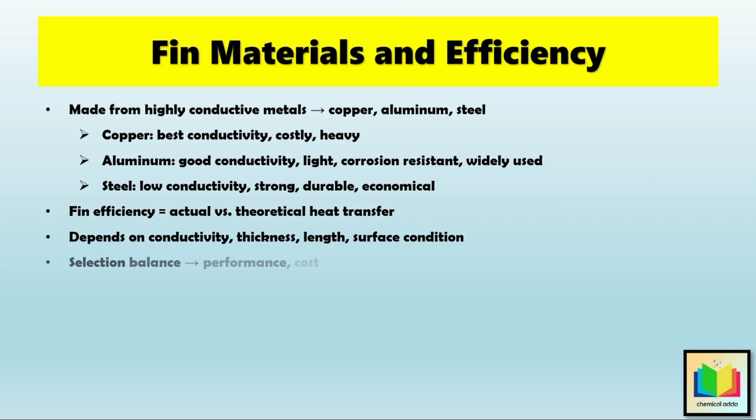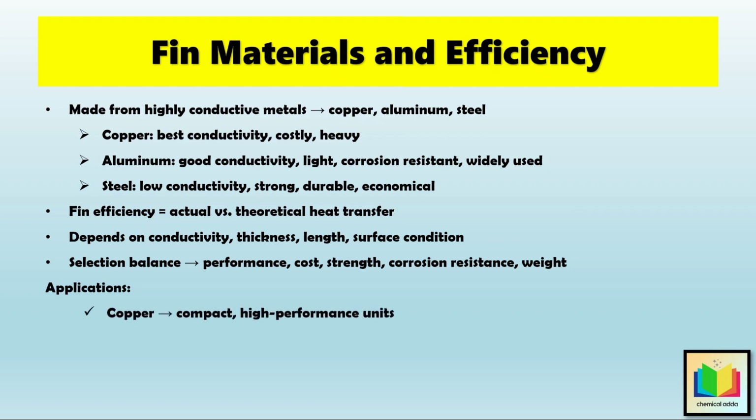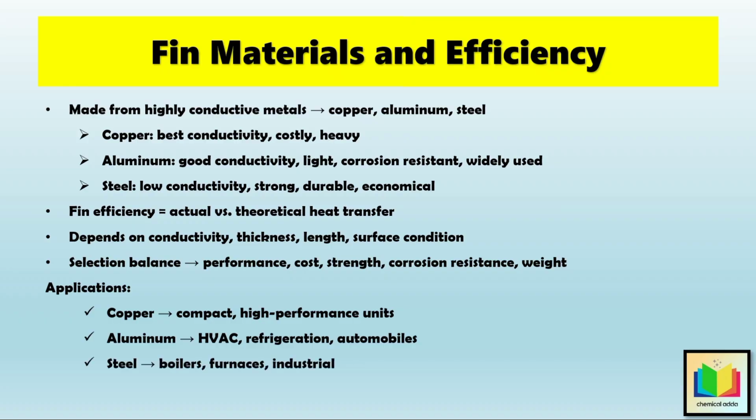Therefore, the selection of fin material is always a balance between performance, cost, mechanical strength, corrosion resistance, and weight considerations. In practice, the application largely decides the choice. Copper is preferred in compact, high-performance exchangers. Aluminum is commonly used in air conditioning, refrigeration, and automotive cooling systems, while steel finds its place in boilers, furnaces, and other industrial units. So in short, the choice of fin material directly impacts efficiency, cost, and durability.